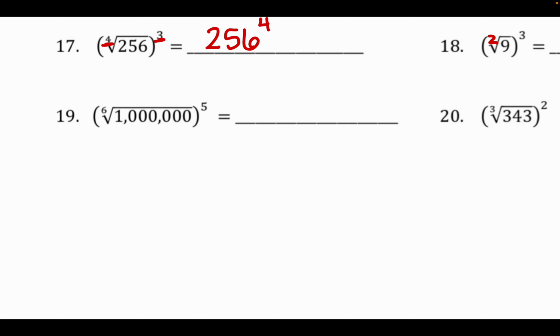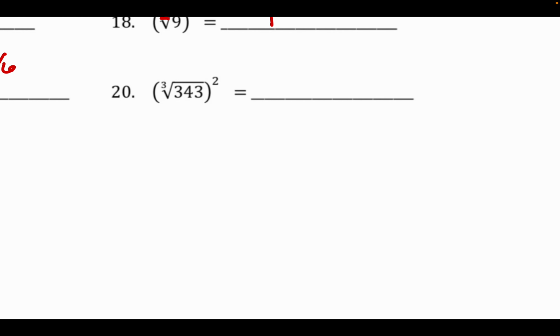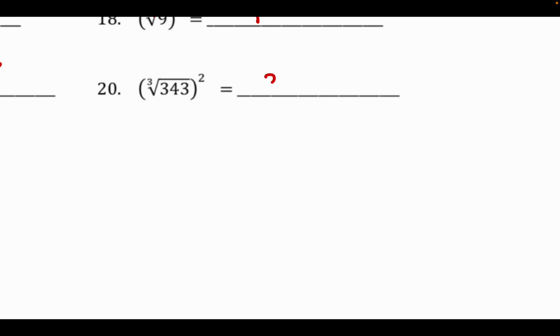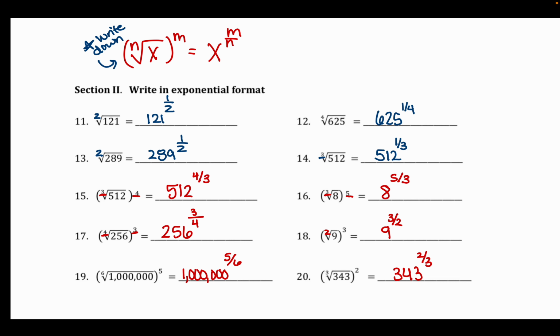19. So this is 1,000,000 to the 5/6 power. Okay, last one. So it's 343 to the 2/3 power. So here is all of them if you missed any.